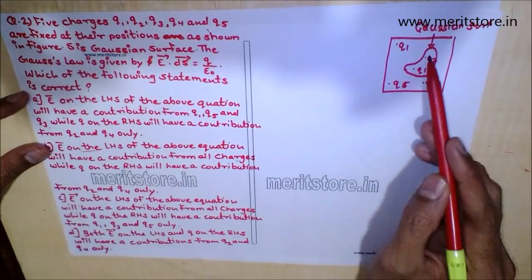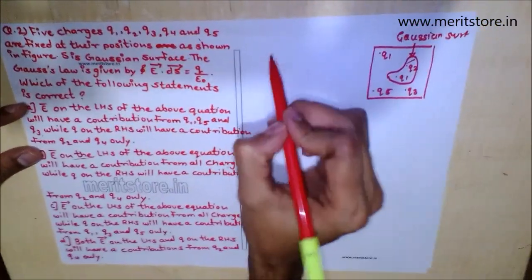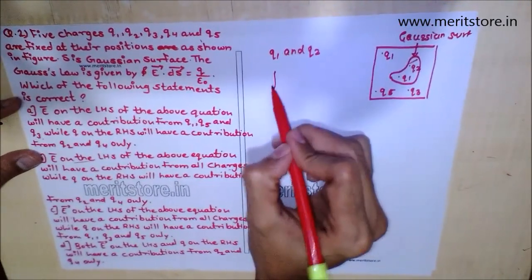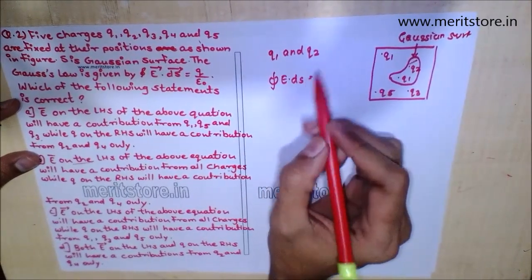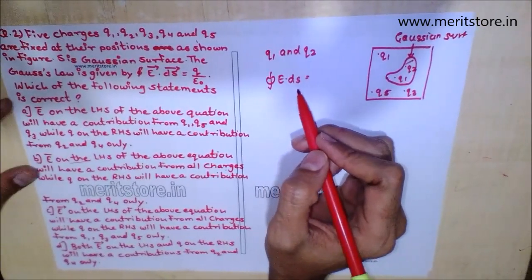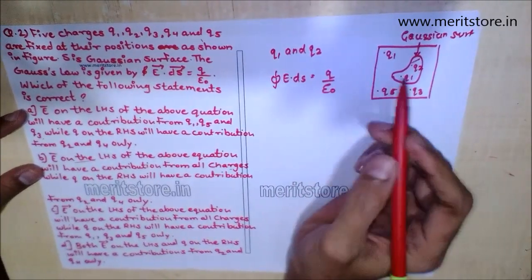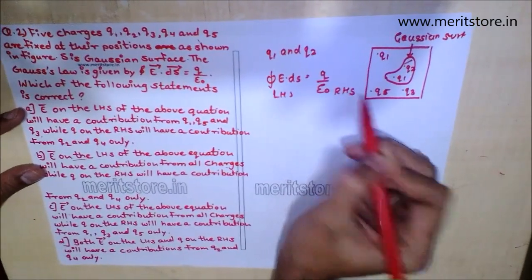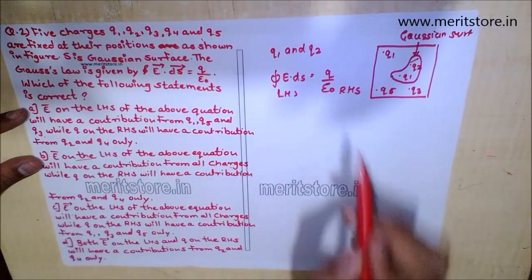Now basically we have a Gaussian surface out here, which is this. In the Gaussian surface we have two charges. Gauss law states that the total integral of E dot dS, the total normal electric induction over the surface, is given by Q upon epsilon naught. This is the left hand side and this is the RHS.